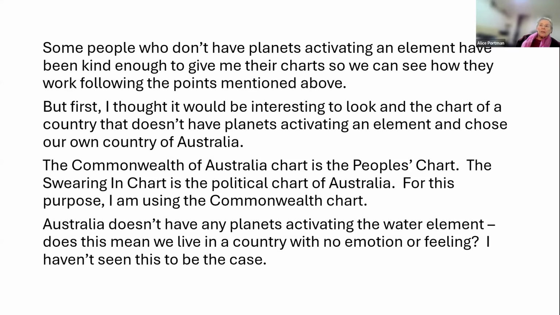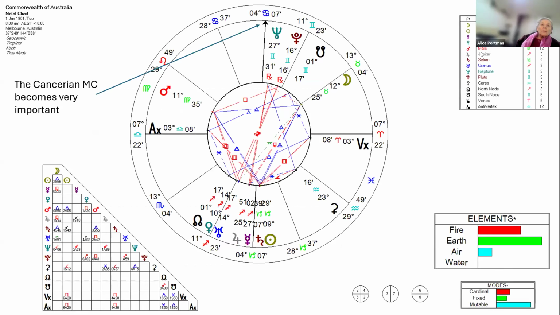Australia doesn't have planets activating the water element. Does this mean we live in a country with no emotional feeling? I actually haven't seen this to be the case. We seem to be generally a pretty compassionate race of people, no? So here we are with the Commonwealth of Australia's chart.